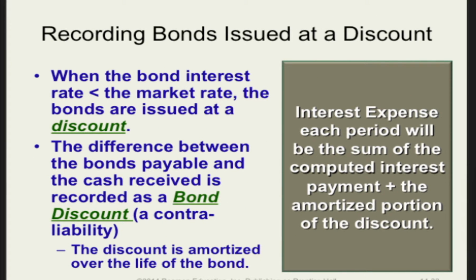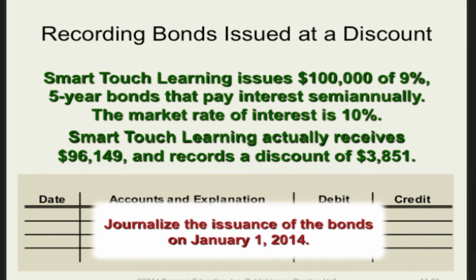Sometimes the stated rate is less than the market rate. In these cases, the bonds are sold at a discount from their face value. The resulting bond discount will be recorded as a contra liability account. Interest expense each period will be the sum of the computed interest payment and the portion of the discount that is amortized that period. So take a look at this example.